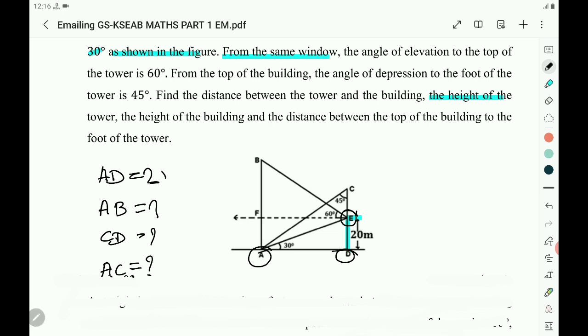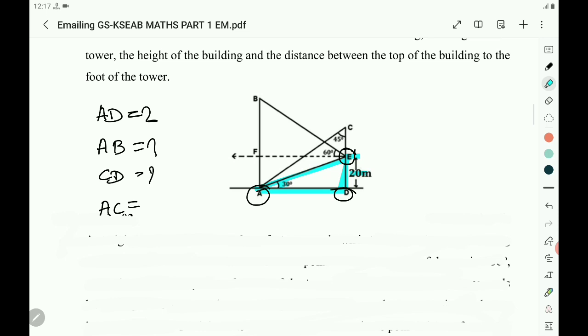Next, to find AD. To find AD, use the right angle triangle. Which triangle we have to use? We have to use the right angle triangle ADE. Here, angle of elevation of the window from the foot of the tower is given, that is 30 degree, and height of the window is given, that is 20 meter. Then you write to find AD.